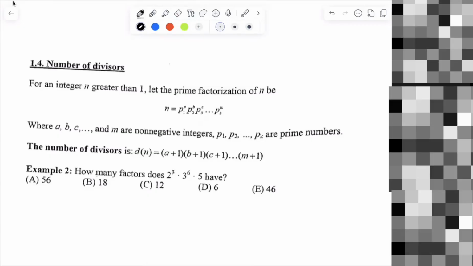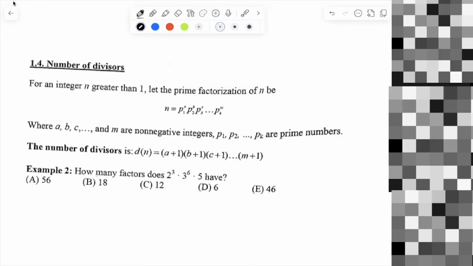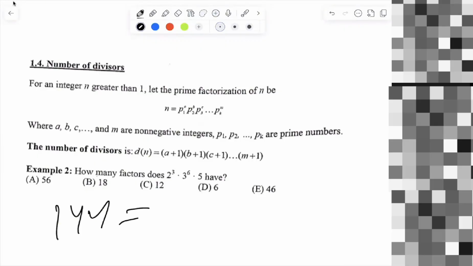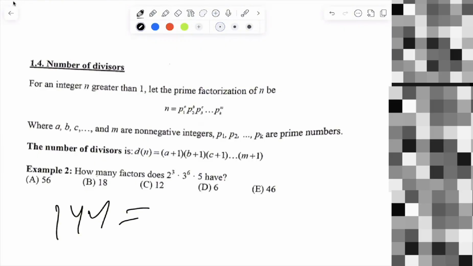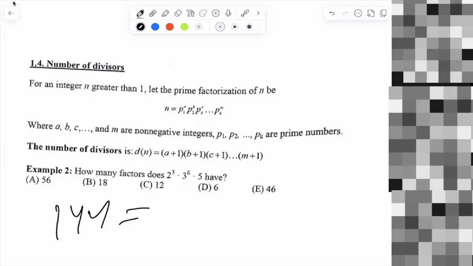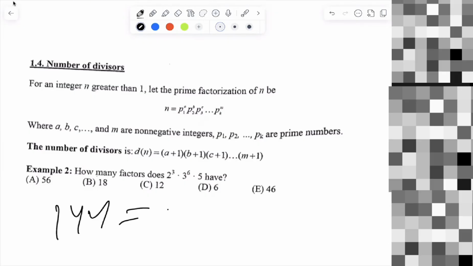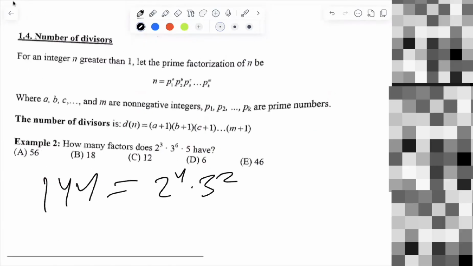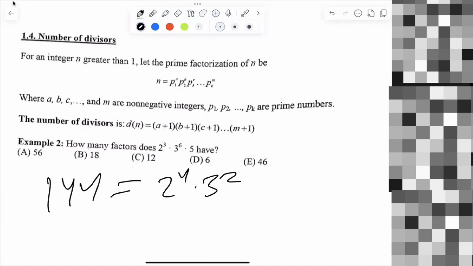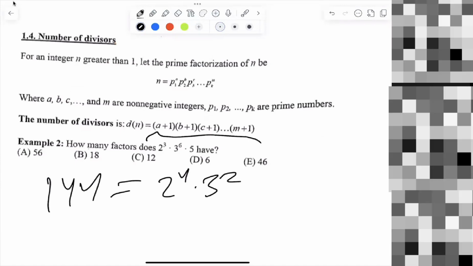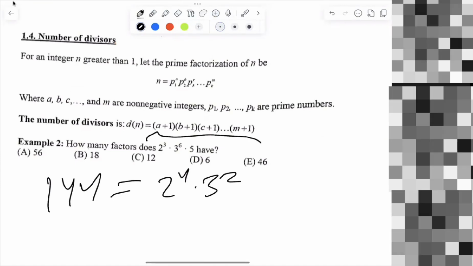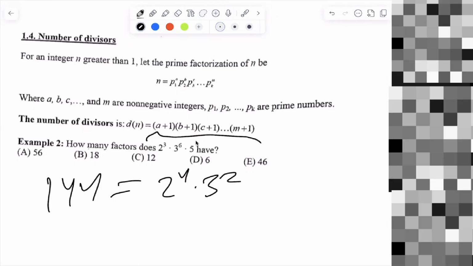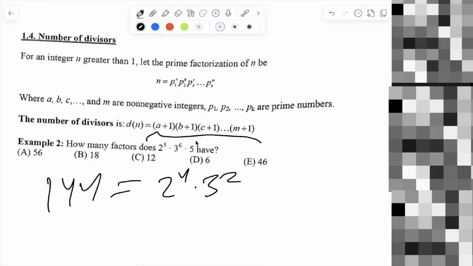For example, say we have this number 144. Factorizing it will give us 2 to the 4th times 3 squared. Alright? From here, if we apply this formula, the number of divisors is just one of these exponents plus 1, times one of the other exponents plus 1, and so on.